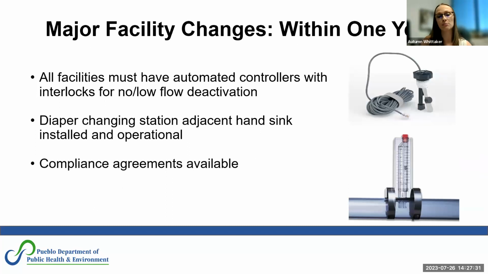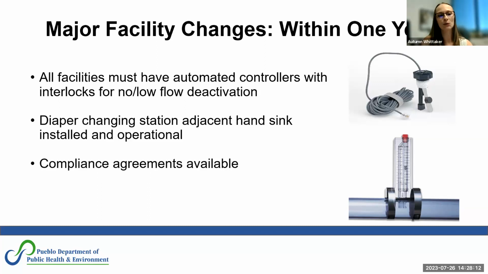That brings us to those major facility changes that were required within 1 year of adoption. All facilities by January 1 of 2023 would need to have automated controllers, and those automated controllers would need to have interlocks for no or low flow deactivation. And that's again to prevent any sort of chlorine gas incident in the pool. So your pump shuts down. We want to make sure those feeders shut down as well, because when you're pumping in that acid and any chlorine, that creates the chlorine gas. And once that water does come on, it pushes that gas into the venue. And we wanted to avoid that completely.